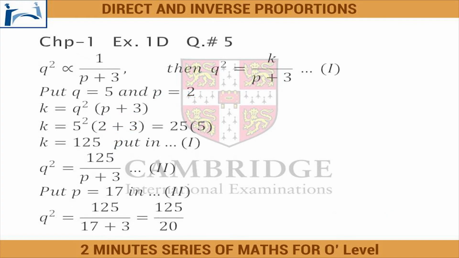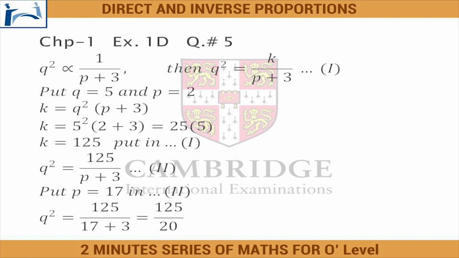Question number 5. Q square is inversely proportional to p plus 3. Then we have q square equal to k over p plus 3, equation number 1. We put q equal to 5 and p equal to 2. We get the value of k, that is 125. We put in equation number 1 and we get equation number 2, q square equal to 125 over p plus 3.